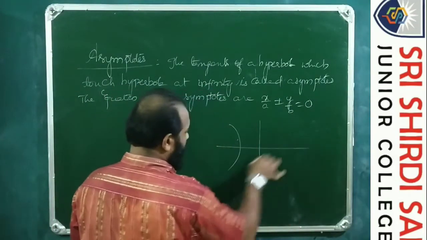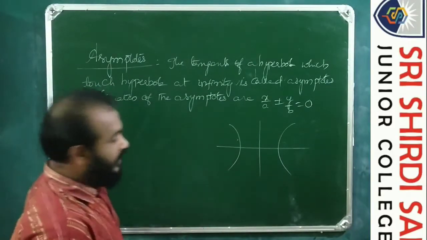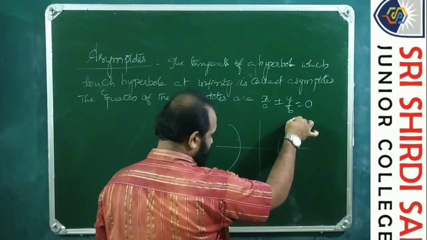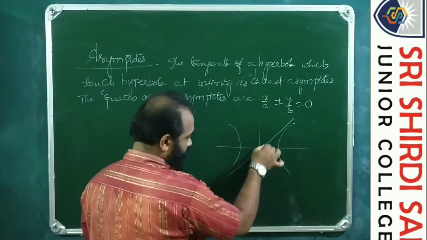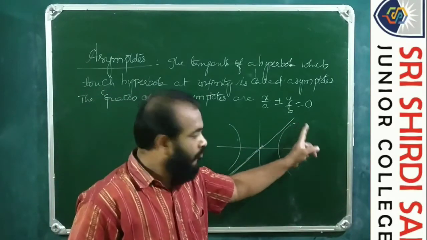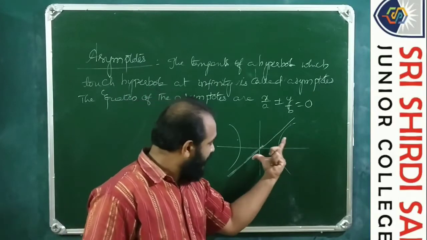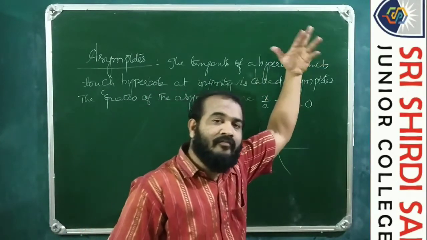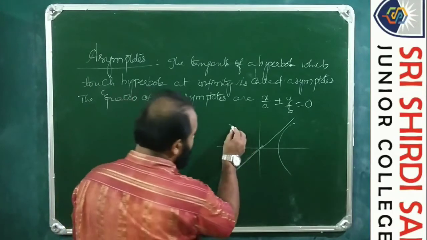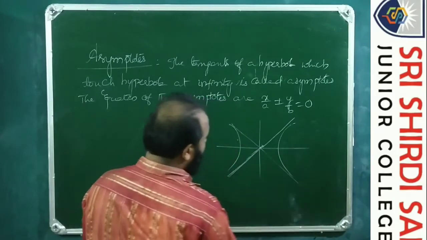This is the hyperbola, with the tangents of a hyperbola which touch the hyperbola at infinity. This is the line which touches the hyperbola at infinity. We cannot show it in the diagram, because this line touches the hyperbola at some point which is at infinity. Likewise, there is another tangent which touches the hyperbola at infinity, somewhere here it will touch.